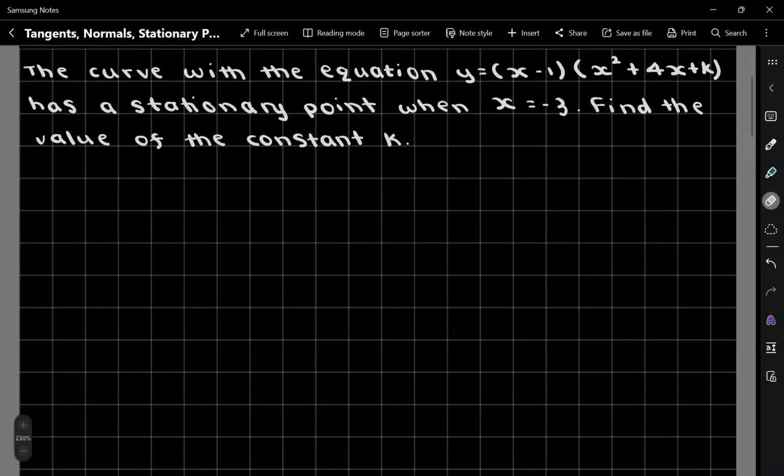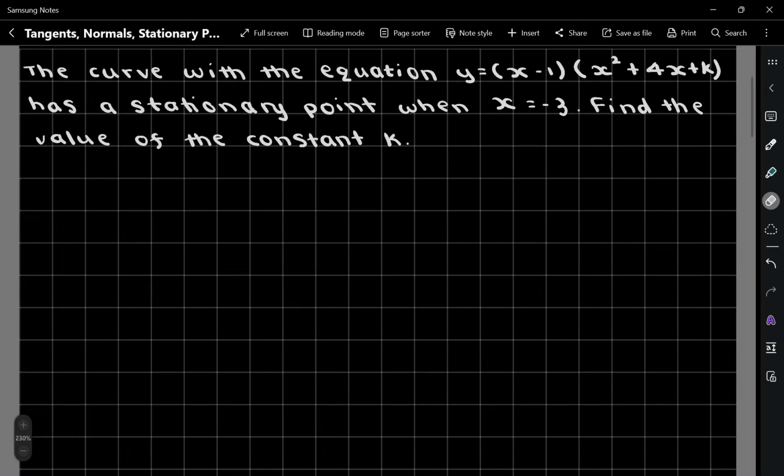Hello. Today we are going to be looking at this question. The curve with the equation y is equal to (x minus 1)(x squared plus 4x plus k) has a stationary point when x is equal to minus 3. Find the value of the constant k.